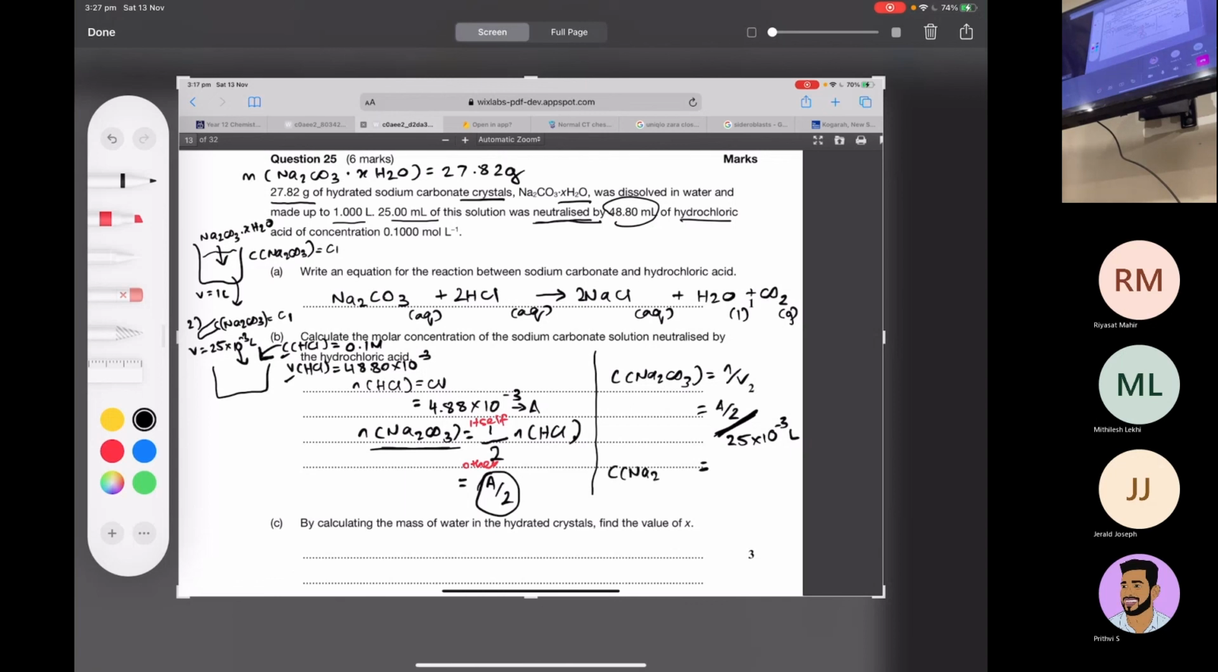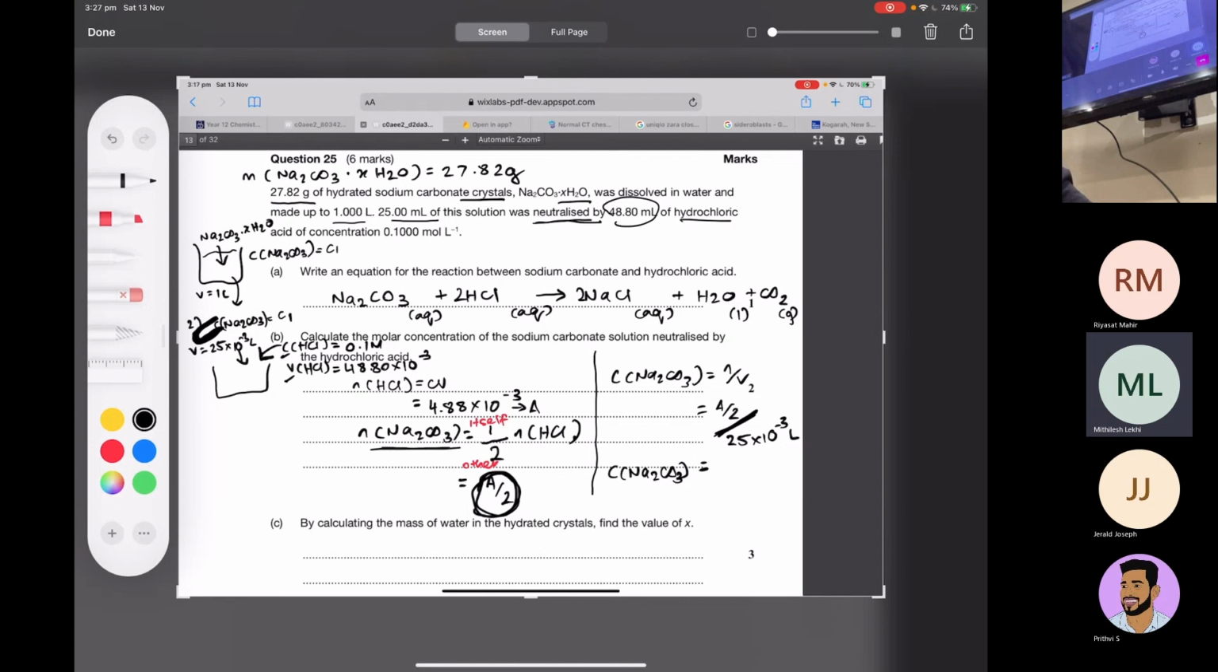As fast as we can. Mithilesh, did that make sense why we're not picking a liter? Because the number of moles here, sodium carbonate, was delivered by the little 25 ml test tube. Yeah, I did the same thing, but I didn't realize what you were asking. Okay.